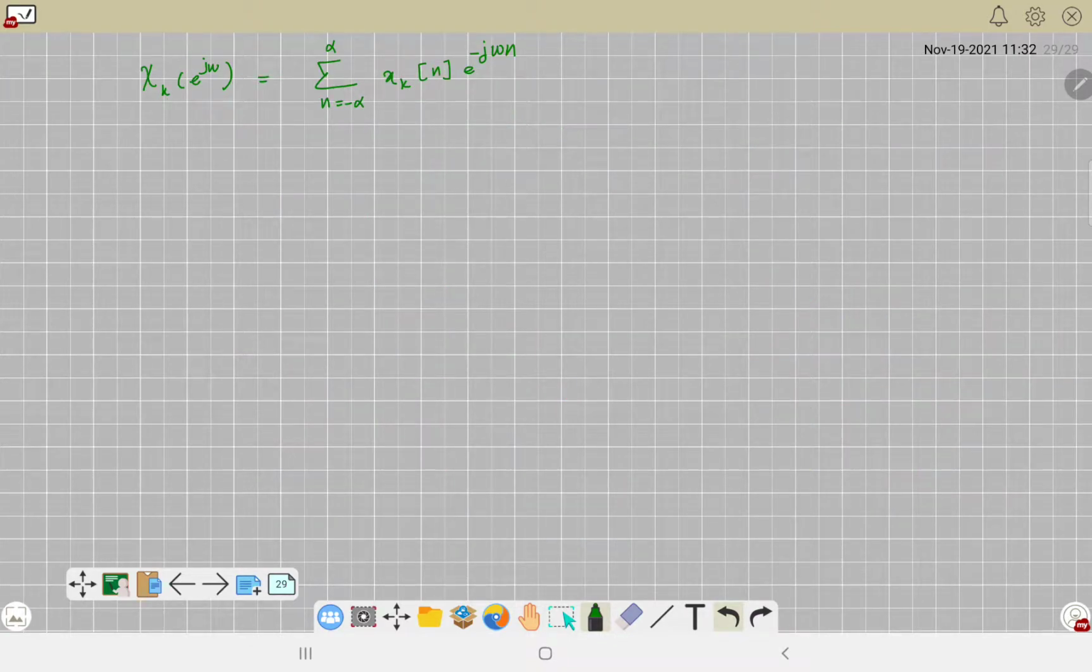So we can express it something like this: if n is equivalent to rk, with r and k being integers, then only it has a value. Otherwise, if n is not a multiple of k, then the value is 0. So with this, we can say that X_k(e^{jω}), instead of n we will use r. Limits remain the same, from minus infinity to plus infinity, and you will have x[r] e^{-jωrk}. Fine.